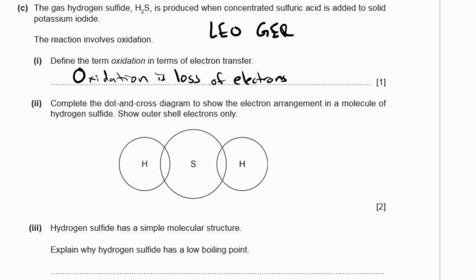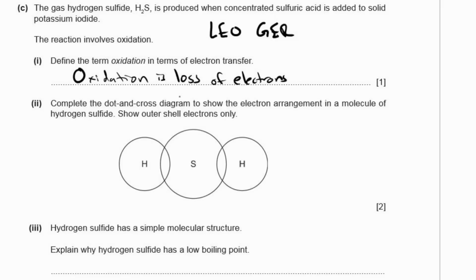Okay, and then you can't mistake it. If it wasn't in terms of electron transfer, oxidation would be the gain of oxygen. But you have to know both definitions and read the question carefully about what they're actually asking for. 2. Complete the dot and cross diagram to show the electron arrangement in a molecule of hydrogen sulfide. Show outer shell electrons only.